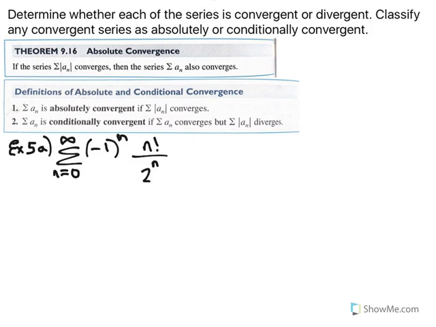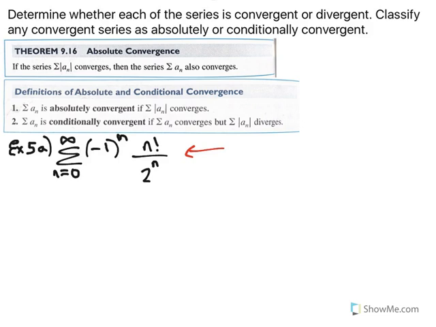So here we look at example 5a. The instructions are determine whether each of the series is convergent or divergent. So we want to know if this series converges or diverges, and if it converges, we want to classify it as either absolutely convergent or conditionally convergent.